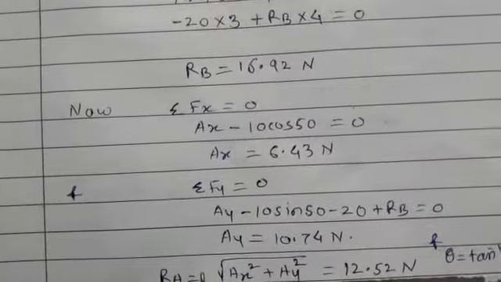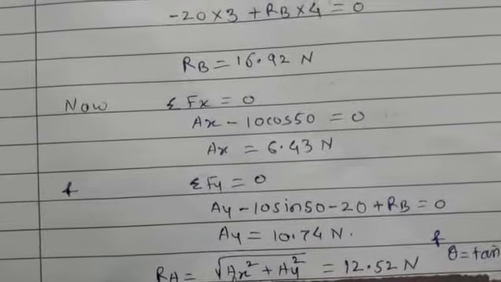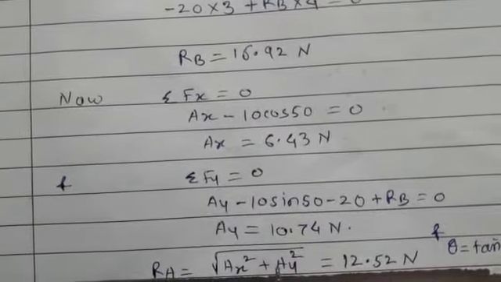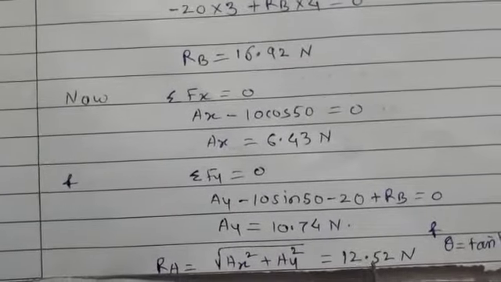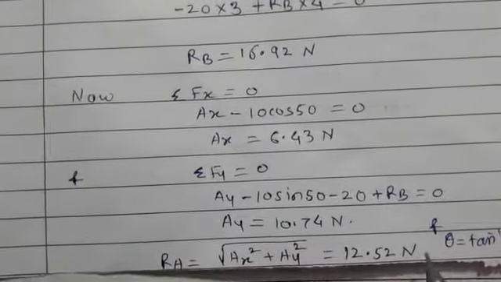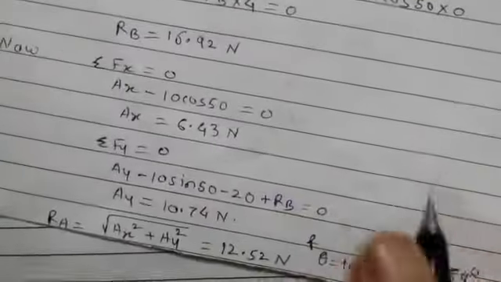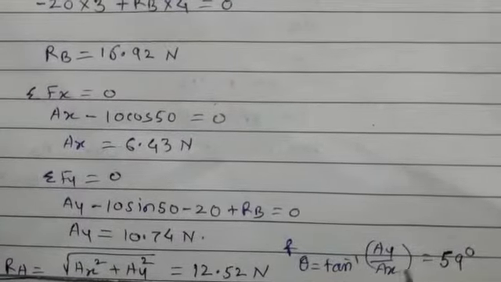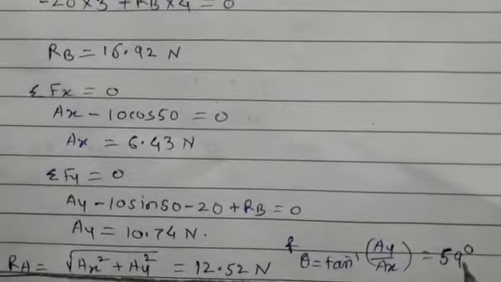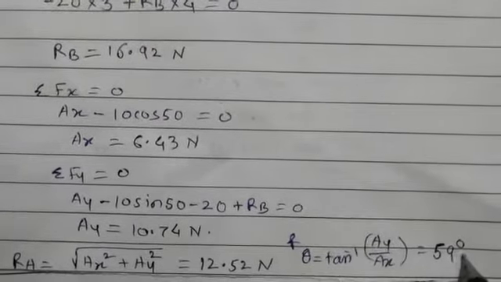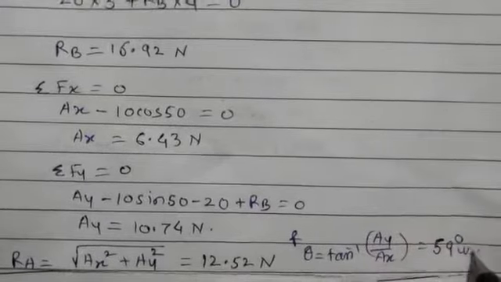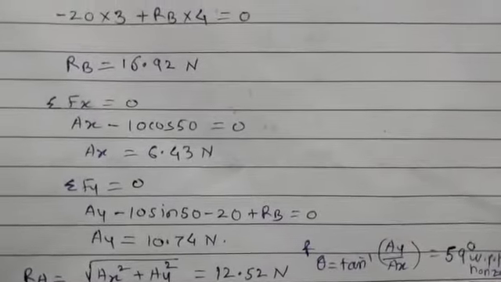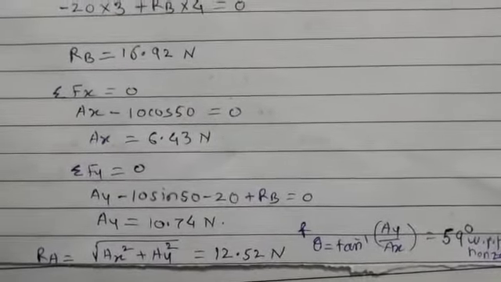Now we need to calculate the resultant reaction at point A, and it should be the square root of AX square plus AY square, so the value becomes 12.52 Newton. And we have to also calculate the theta for this reaction, that is tan inverse of AY by AX. It is 59 degree with the horizontal. So here we can write with respect to horizontal. So this is your final answer.